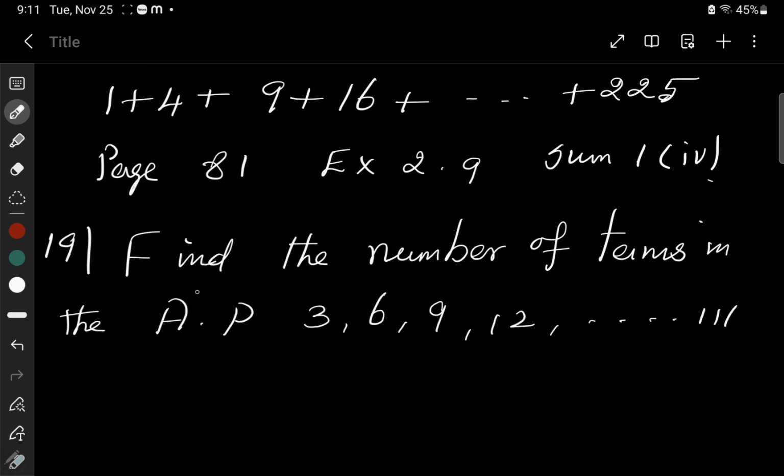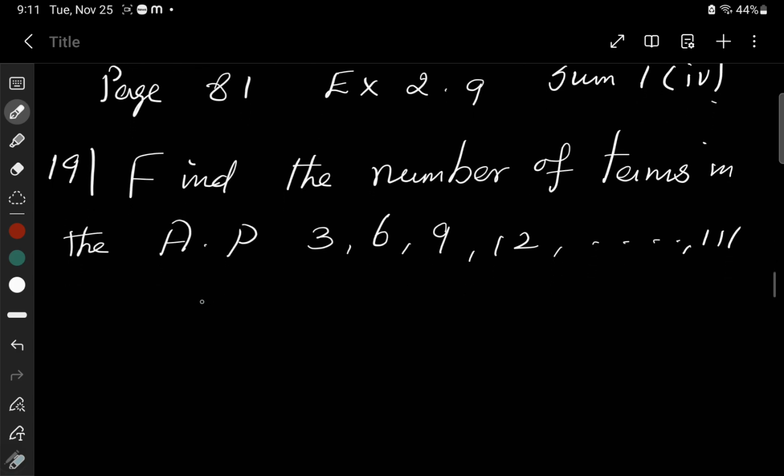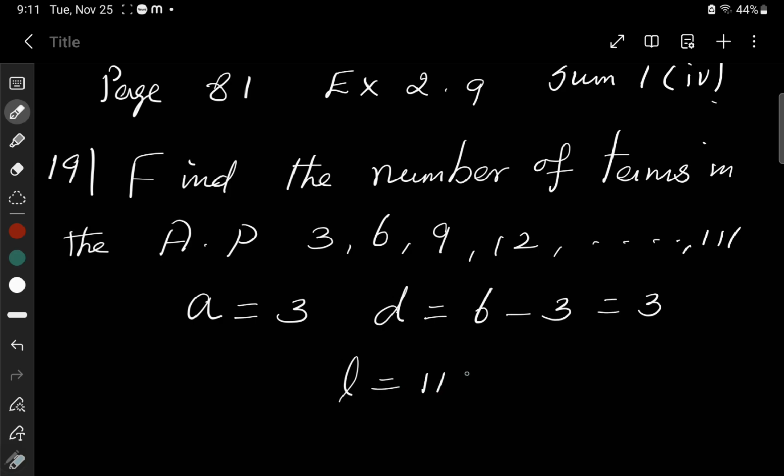See the next sum. Find the number of terms in the AP. It is an arithmetic progression. The sequence is 3, 6, 9, 12, up to 111. Actually this is an example sum. Let me do it for you. Here in this sequence the first term is 3. Find the common difference: second term minus the first term, 6 minus 3 is 3. 3 is added to each term. 3 plus 3 is 6, 6 plus 3 is 9, 9 plus 3 is 12, and the last term is given as 111.